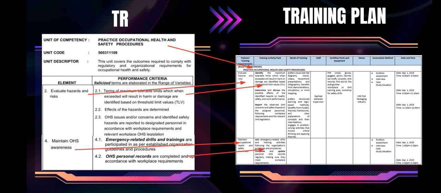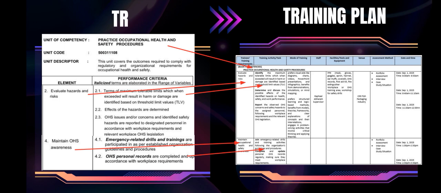Next is the element. If you can see, the trainee training requirements were taken from the elements of our TR. Next is evaluate hazard and risk. It has three performance criteria, so we will place them here in the training activity task.